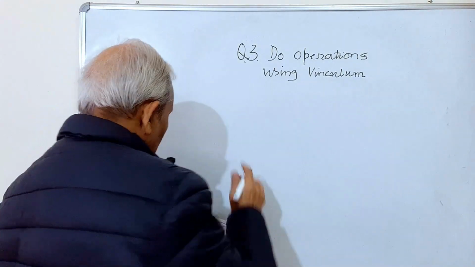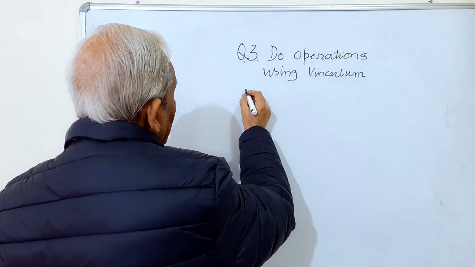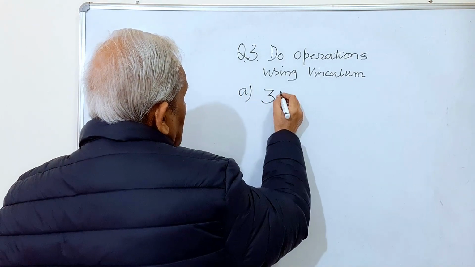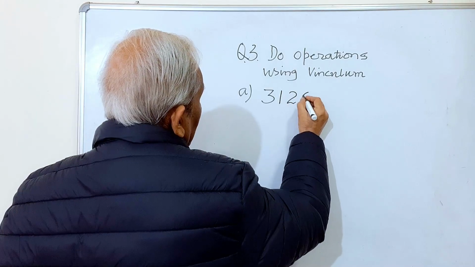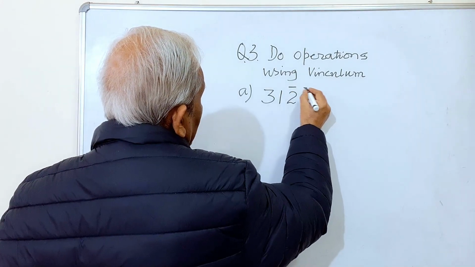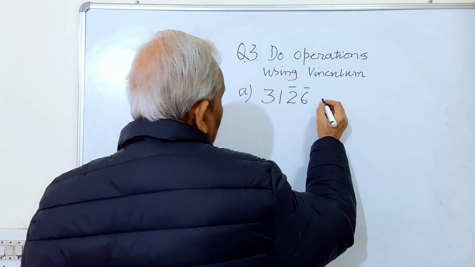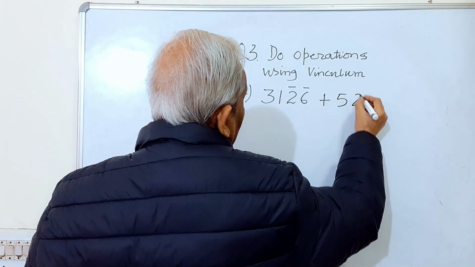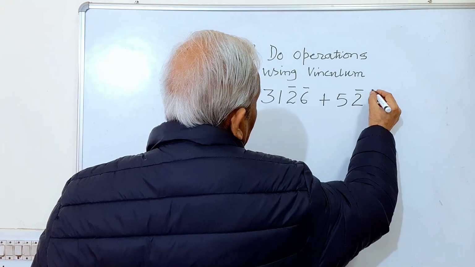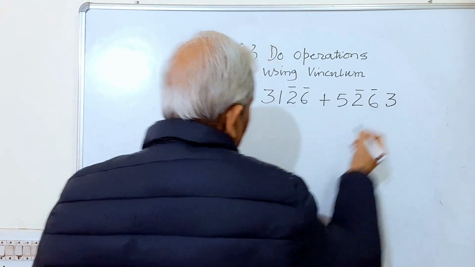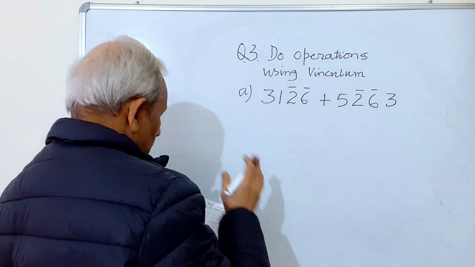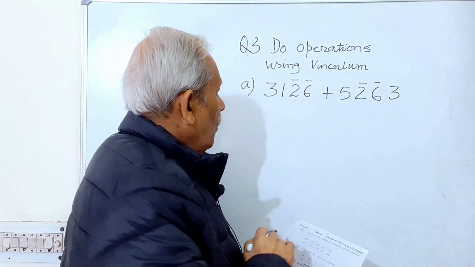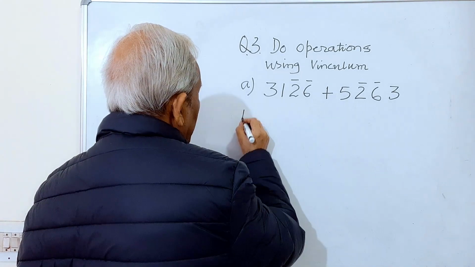So let us see. The first question is a question of addition. Make this operation here: 3 1 2 bar 6 bar plus 5 2 bar 6 bar 3. This is an addition. So use this addition on this operation.